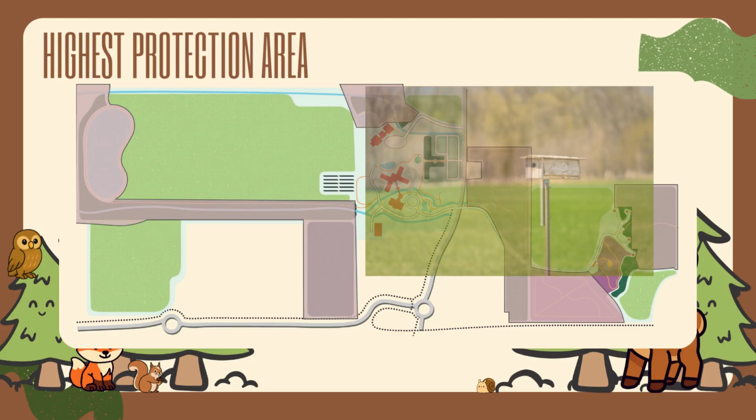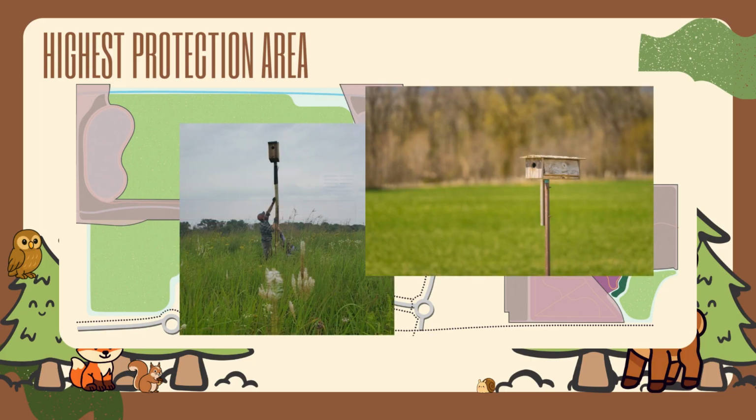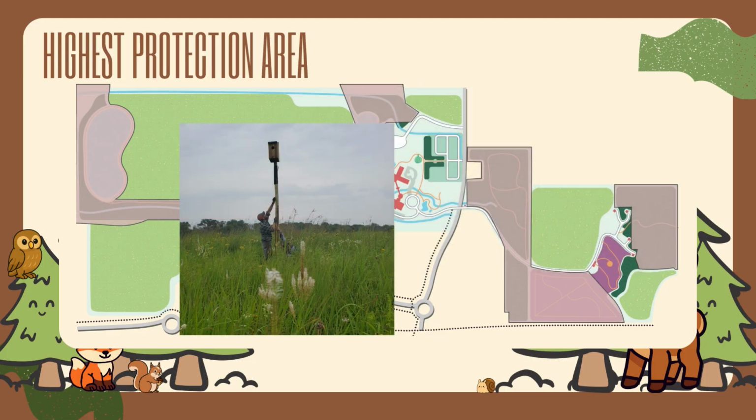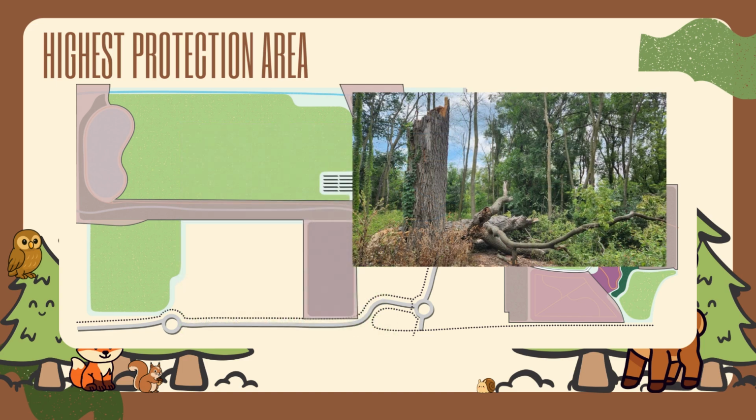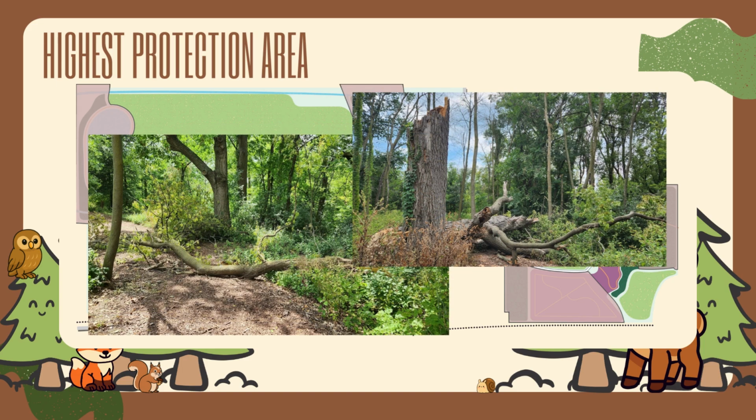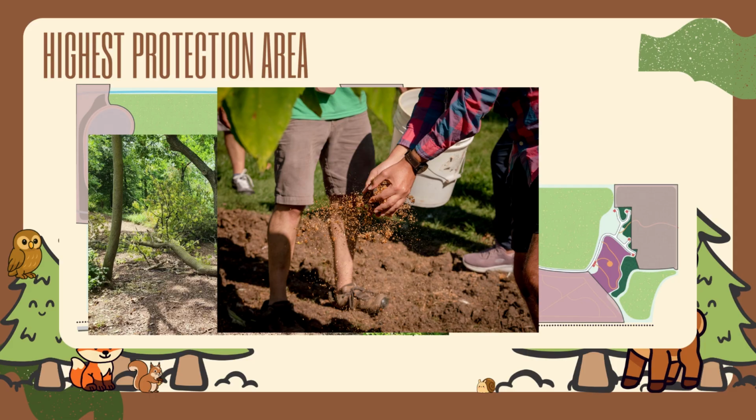Habitats may be enhanced with bird or bat houses, and land management activities such as trimming dangerous tree limbs, removing invasive species, and adding additional native plants are permitted.